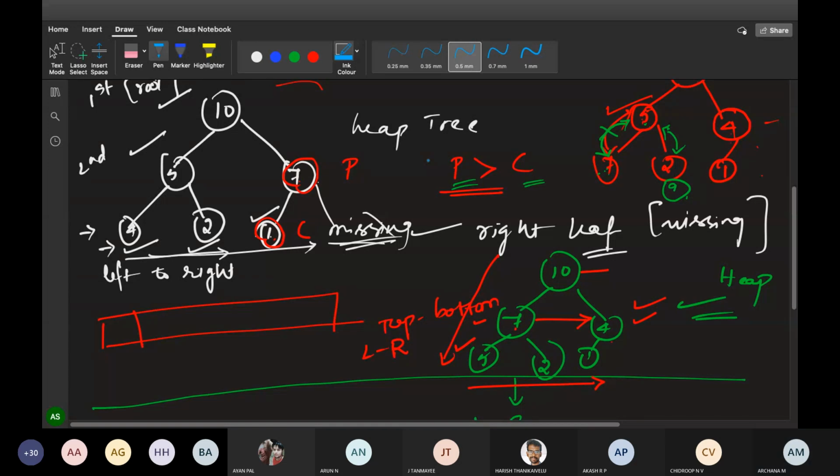Yes, ma'am. Okay, how will you represent this? How do you represent this in an array? Tell me. I'll write that.